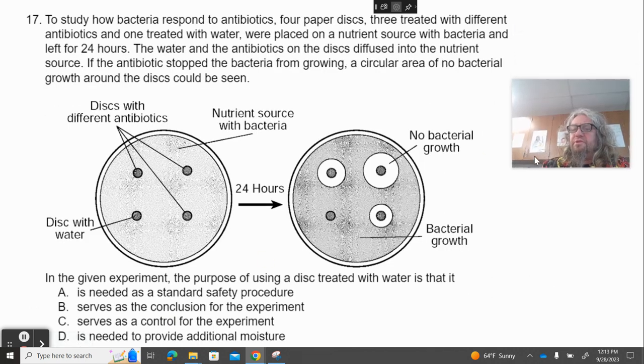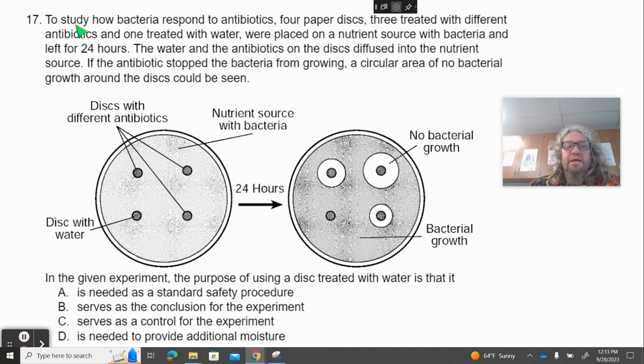We're back to some multiple choice questions. Number 17. To study how bacteria respond to antibiotics, 4 paper discs, 3 treated with different antibiotics and 1 treated with water, were placed in a nutrient source with bacteria and left for 24 hours. The water and antibiotics on the disc diffused into the nutrient source. If the antibiotics stopped the bacteria from growing, a circular area of no bacterial growth around the discs could be seen. Right? Here's the start of it.